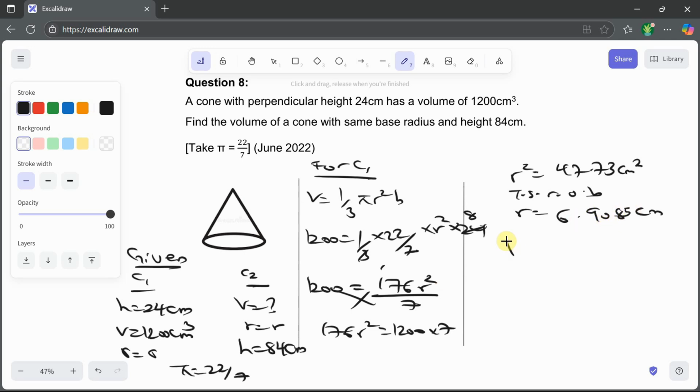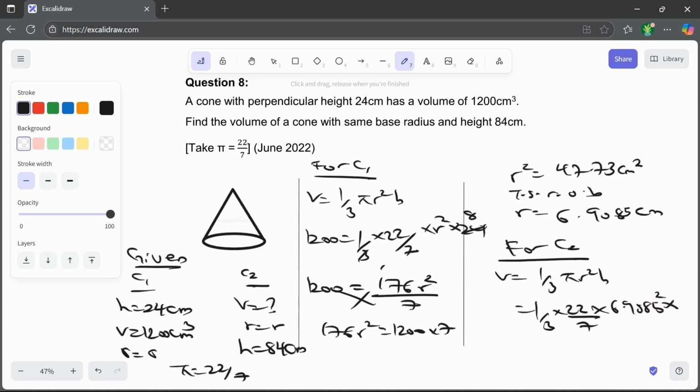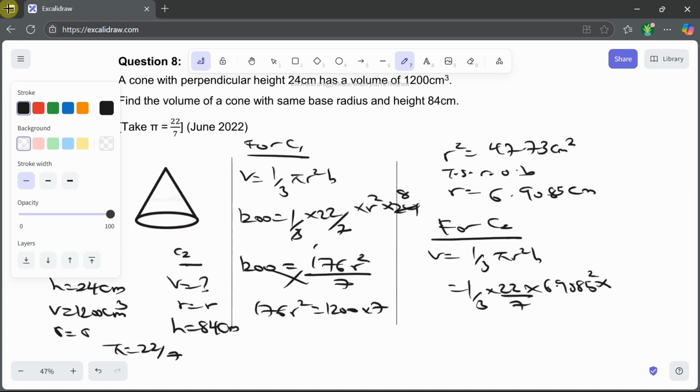Given that, for cone 2, we can now find the volume, which is 1 over 3 pi r squared h. That is 1 over 3 times 22 over 7 times 6.9085 squared times the h. What is the h? 84. So 84 divided by 7 will give you 12.